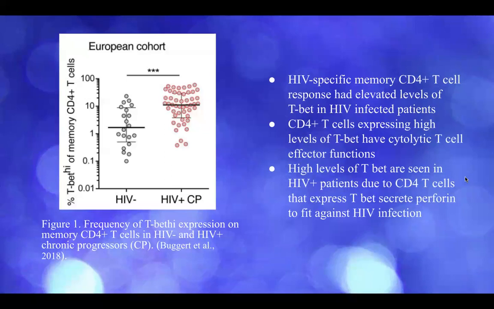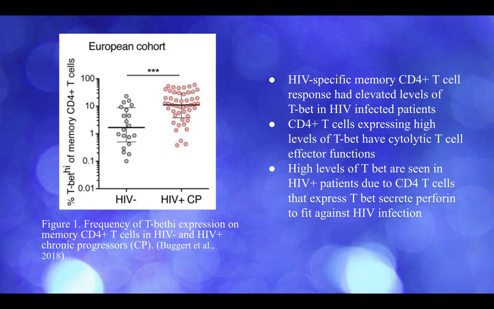In this figure, we are looking at a graph that shows the frequency of TBET high expression on memory CD4 plus T cells in HIV negative and HIV positive chronic progressors. Shown on the graph, HIV memory CD4 plus T cell response had elevated levels of TBET in HIV infected patients. CD4 plus T cells expressing high levels of TBET have cytolytic T cell effector functions.